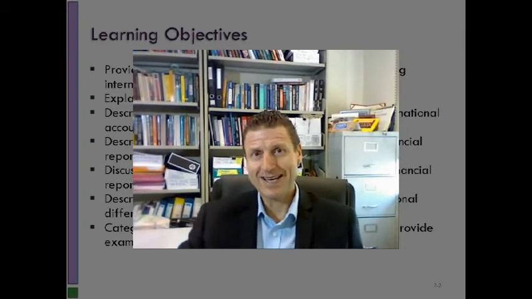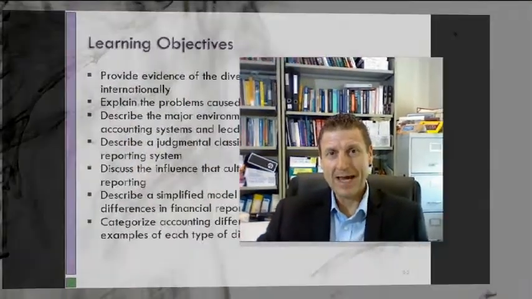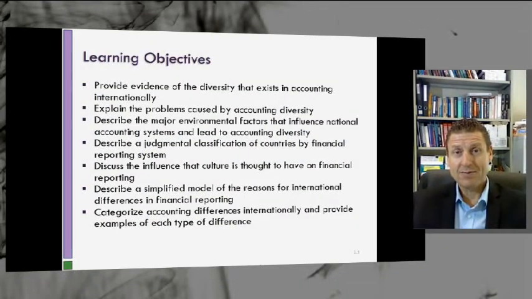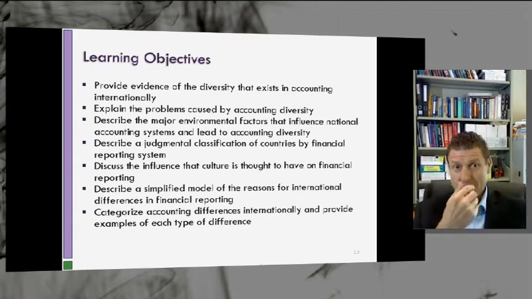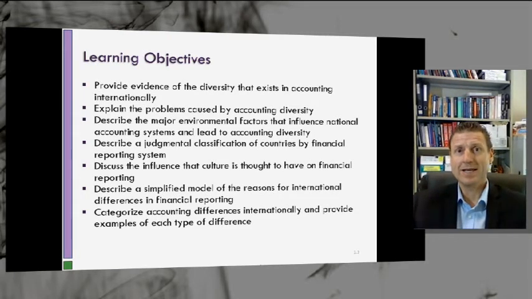We have learning objectives that we want for this week, and let's have a look at some of these learning objectives. One is we want to understand the evidence that is out there of the diversity that exists in accounting internationally. If there was no differences, we probably wouldn't have a course to study on international accounting, right? Because the differences exist, then that has economic consequences for various decisions that different parties make in the organisation. So we want to understand what are some of these differences. We want some evidence of that.